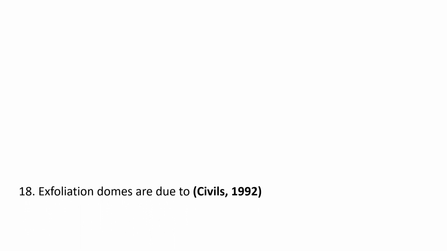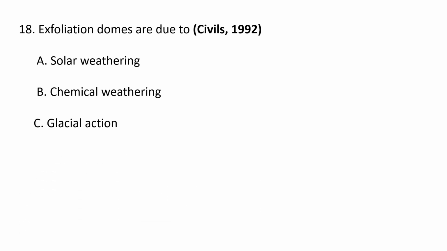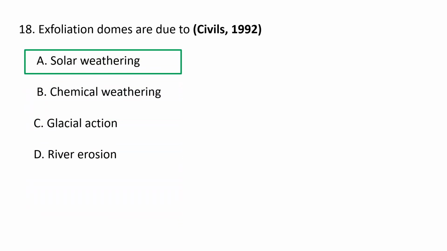Next question. Exfoliation domes are due to A. Solar weathering, B. Chemical weathering, C. Glacial action and D. River erosion. Obviously, exfoliation is formed due to physical, mechanical weathering or solar weathering. So A is the correct answer. This is commonly seen in granites and basalt, like spheroidal weathering. This is also a type of exfoliation, also known as spheroidal weathering, and it is due to heat. So A is the correct answer.